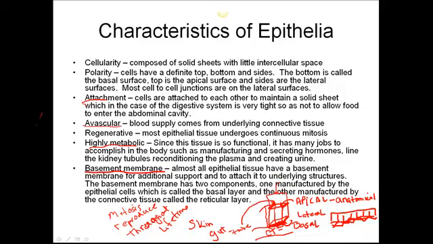So the basement membrane has these two components. One is manufactured by the epithelial cells, and this is called the basal layer, and the other by the connective tissue, and that's called the reticular layer, and together they're called the basement membrane.